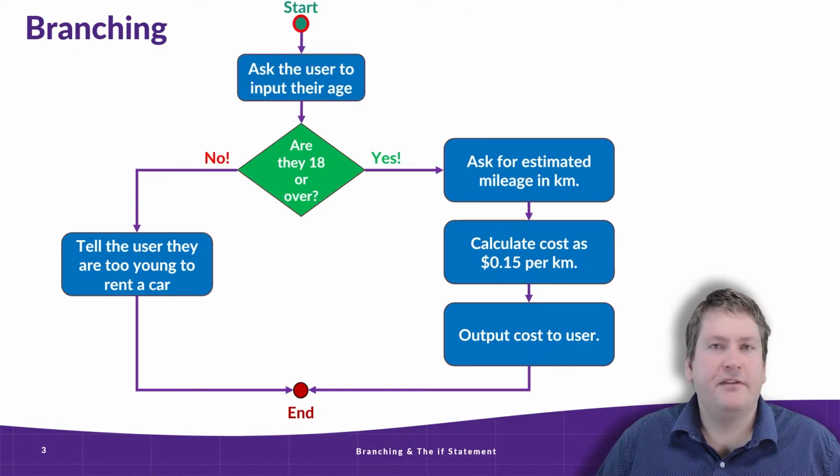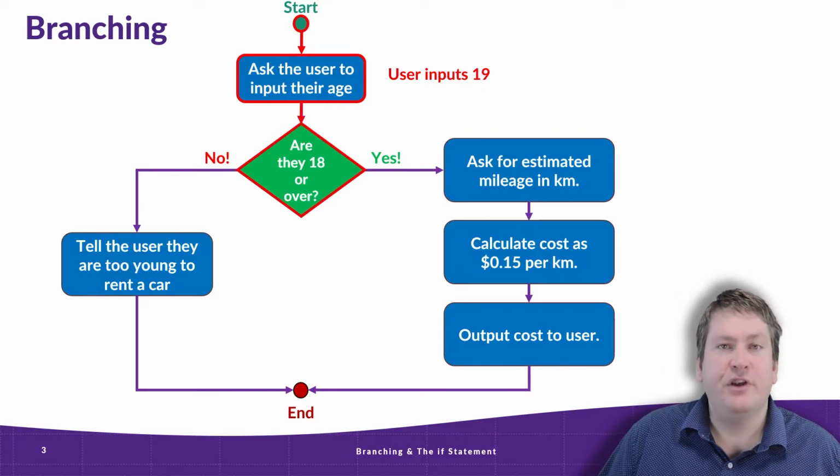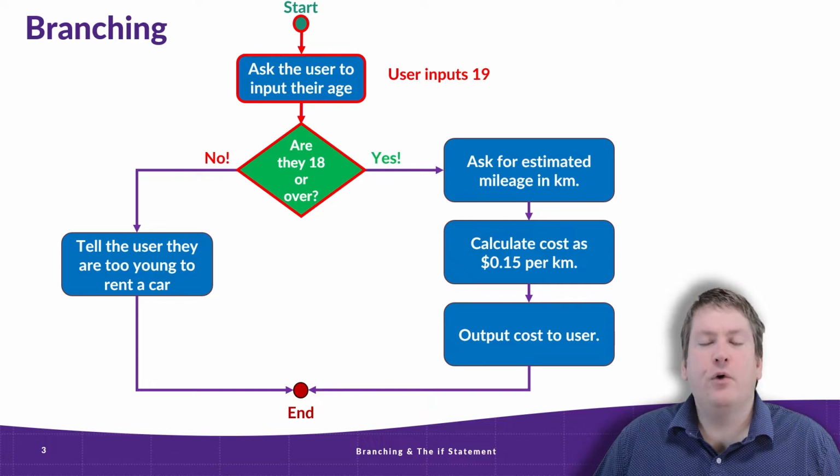So we're going to start at the start node. That's where the program begins. And the first thing we're going to do is ask the user for input. So let's say the user inputs 19. This is equal to their age. So now we have to make a decision. So are they 18 or over? And this is where our branch is going to occur.